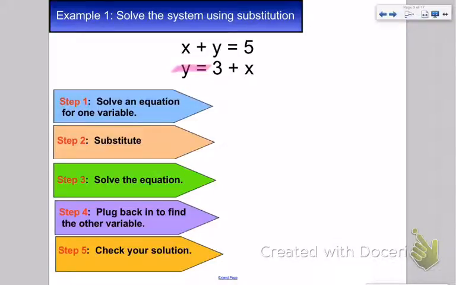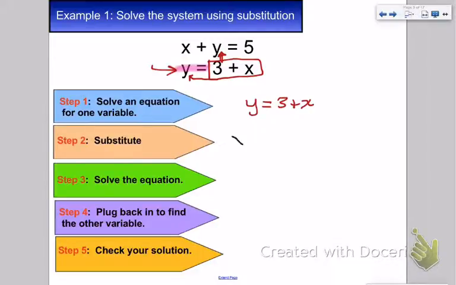So that second equation is set up already for us to substitute. What it's telling us is that 3 plus x is equal to y, therefore we can substitute it into that first equation for y. So we already have y is equal to 3 plus x. That's the solving for one variable. It was already done for us. So now we substitute. So we'll plug it into the first equation.